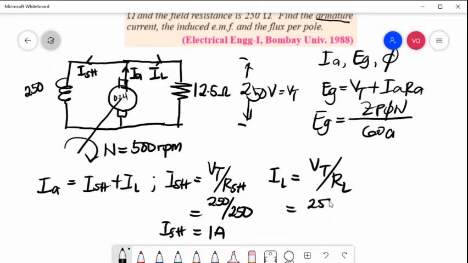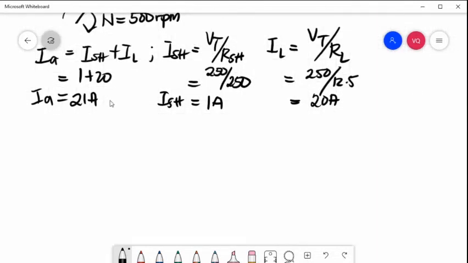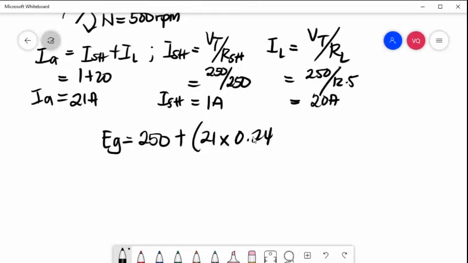And IL is 250 divided by 12.5. So, we have 20 amperes. Armature current now will be equal to 1 plus 20. So, we have an armature current of 21 amperes. EG is equal to our terminal voltage, which is 250 volts, plus 21 amperes times 0.24 armature resistance. So, EG will be equal to 255.04 volts.